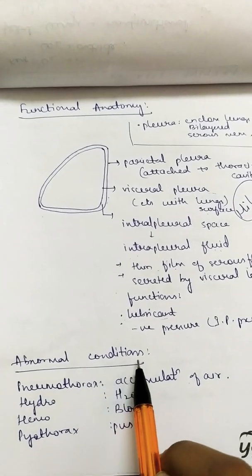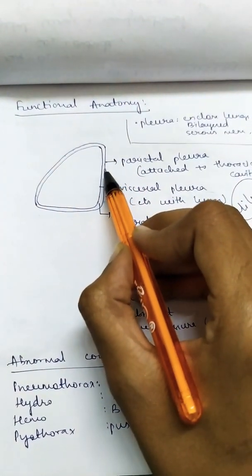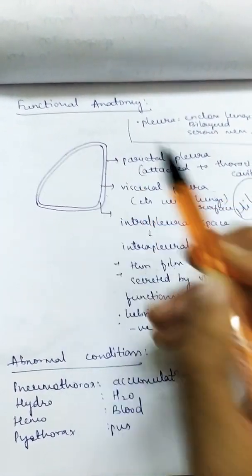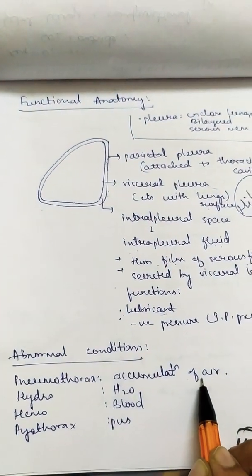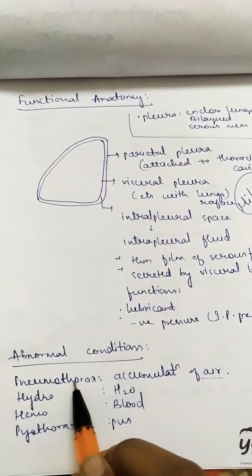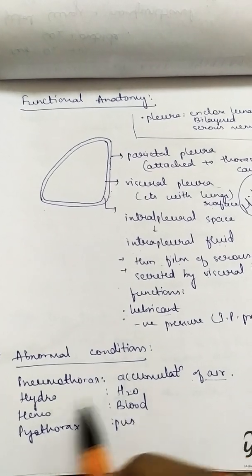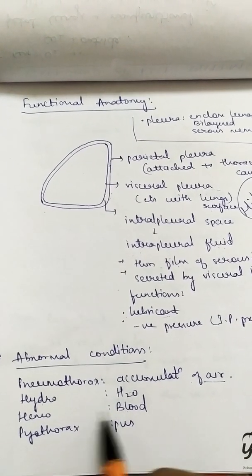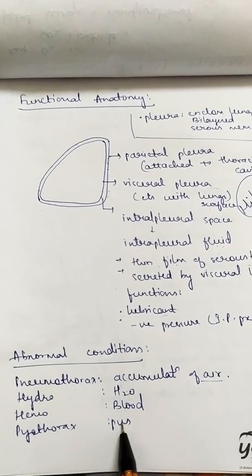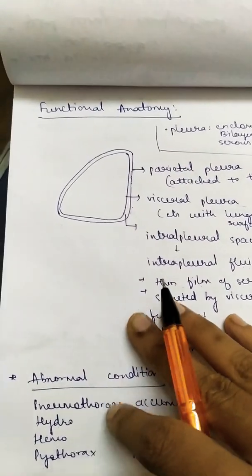In abnormal conditions, the intrapleural space is filled with air. When it is filled with air, we call it pneumothorax. With water, it is hydrothorax, with blood, hemothorax, and with pus, pyothorax.